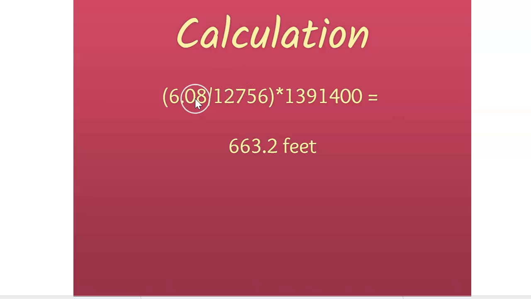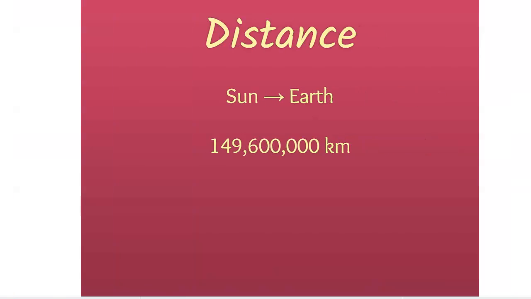You need to save this result, and then you can just multiply whatever the diameter is of what you're converting to find the number of feet. So in this case, we do this calculation. We get that the Sun is 663 feet tall.